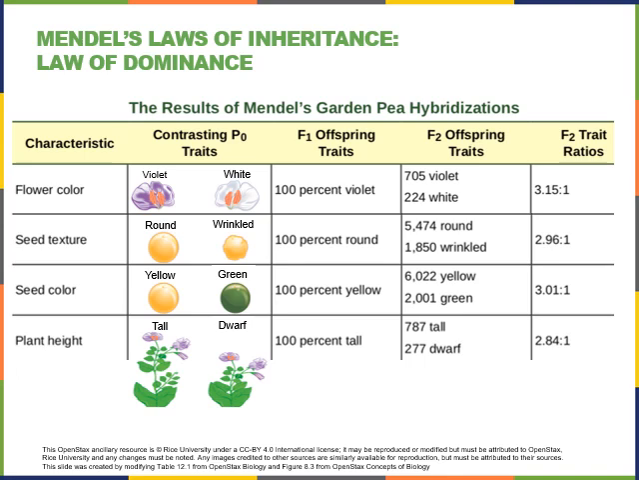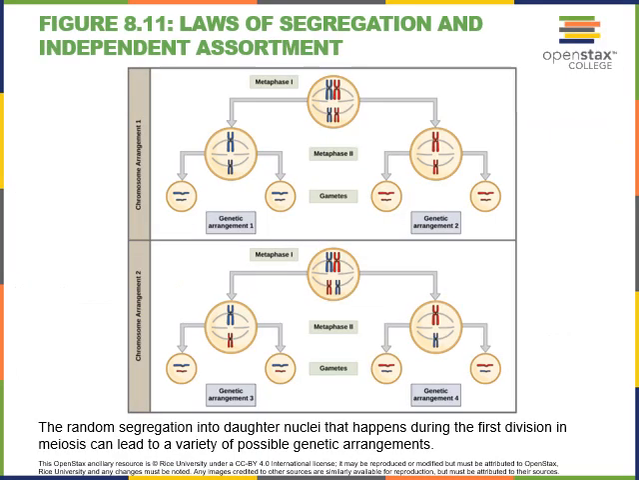Mendel's law of dominance states that in a heterozygote, one trait will conceal the presence of another trait for the same characteristic. Mendel's law of segregation states that alleles are randomly separated into gametes during meiosis, so all offspring have an equal likelihood of inheriting each allele. Mendel's law of independent assortment tells us that genes do not influence each other with regard to sorting of alleles into gametes, so each combination of alleles has equal probability.